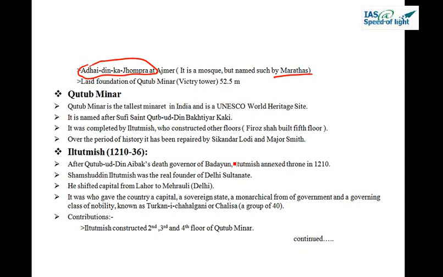Qutub Minar actually means the victory tower. These are a few important points about the Qutub Minar. It is 72.5 meters high. It is the tallest minaret in India and is now a UNESCO World Heritage Site. It has got such a name after Sufi saint Qutubuddin Bakhtiar Kaki. Important to remember this name.